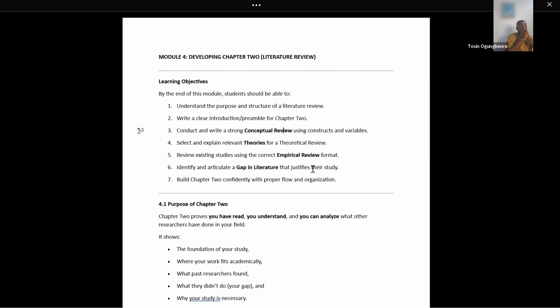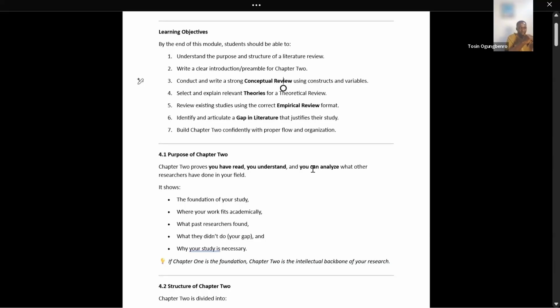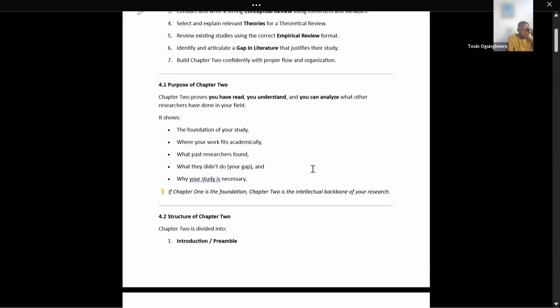So chapter 2 basically has four main components: conceptual review, theoretical review, and empirical review. So it has those three components. And the fourth component is the gap in literature. I might not follow what I wrote here, so I'm just going to explain it. So your conceptual review.